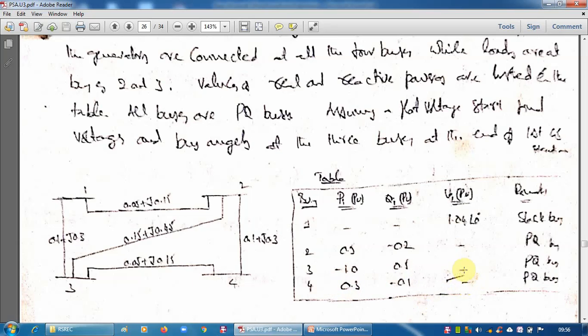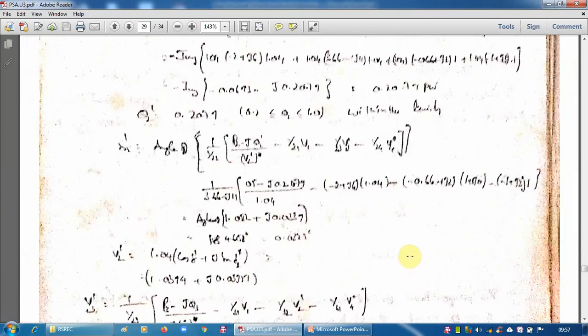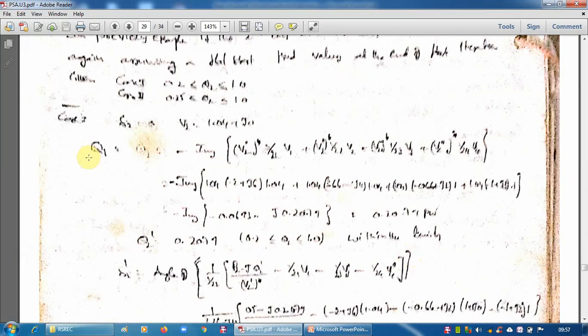So for load buses, voltages are to be calculated. First of all we assumed 1 plus j0. For second bus, generator bus, voltage is given but angle is not given. So given voltage is 1.04. As angle is not given, we assumed that is equal to 0, and therefore final value becomes 1.04 plus j0. That is to be understood. These are all the initial assumed values and also given values. They are all useful in calculation of Q and all.